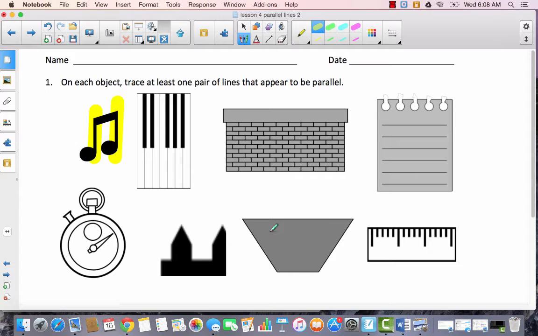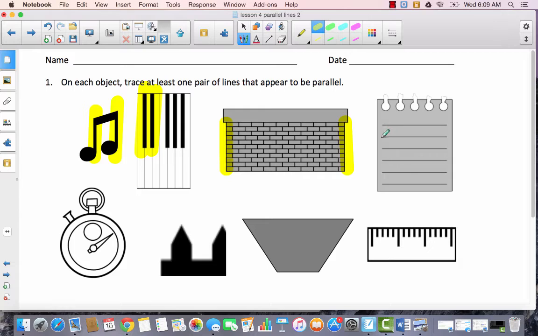Okay, now I'm looking at this piano, and there's tons of parallel line segments. All of these vertical lines are parallel. These keys are parallel. The top is parallel to the bottom. Lots of parallel lines. The same thing with this brick wall. This side is parallel to this side. The top is parallel to this line. The top is parallel to the bottom. All of these bricks are parallel to one another.